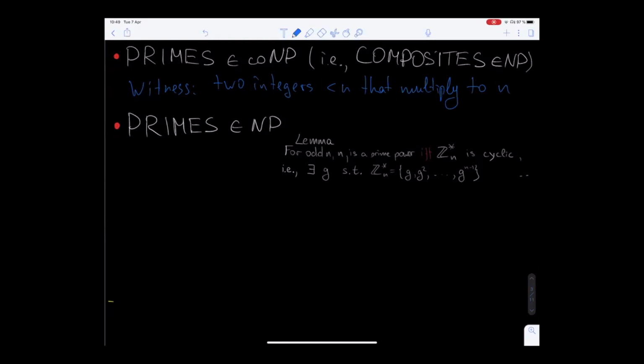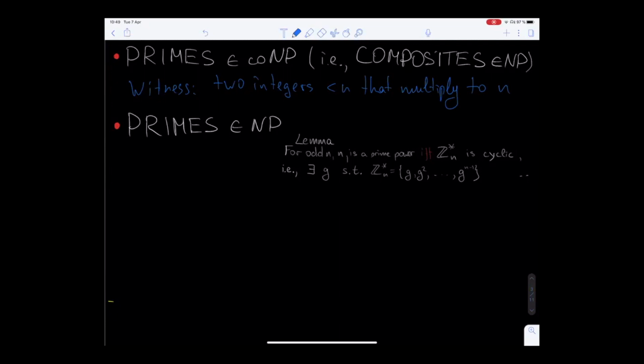Notably we'll use this lemma, which tells us that if n is odd, I guess testing even primes is easy. So we can assume that n is odd, and n is a prime power if and only if the multiplicative group Zn star, so the group of all residues that are relatively prime to n.